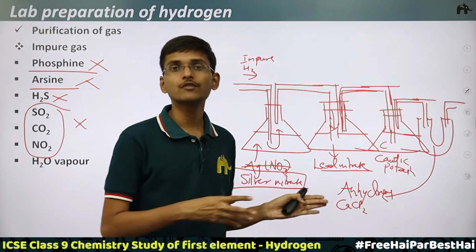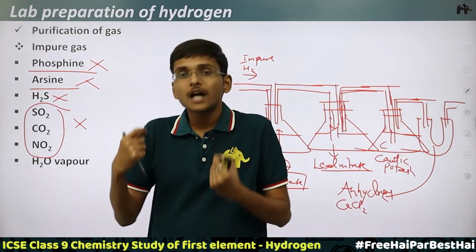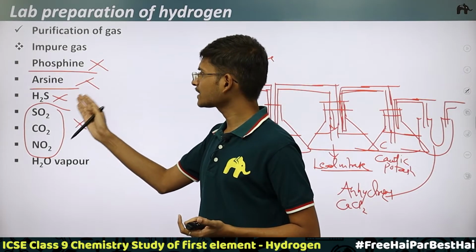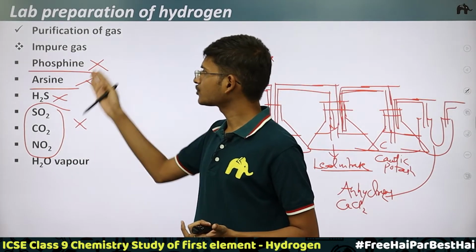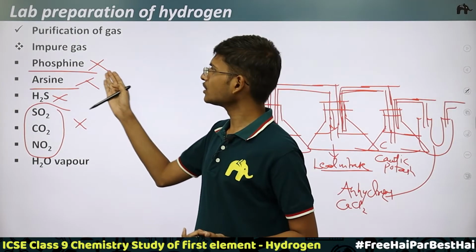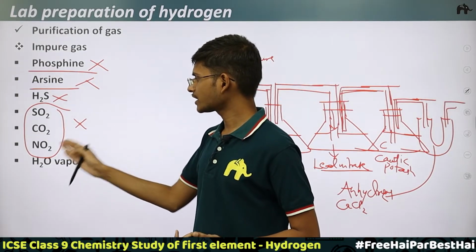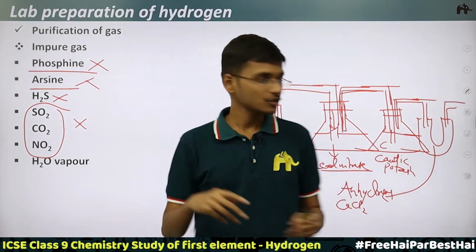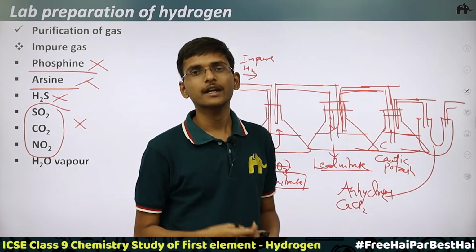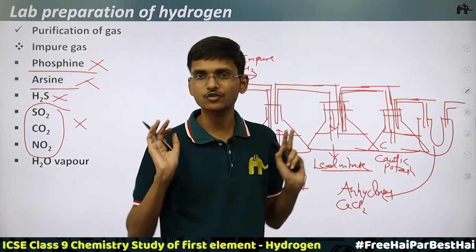So here also calcium chloride would absorb moisture, water vapor, from the hydrogen gas, which is the only impurity now, because all the impurities have been removed. Phosphine, arsine, hydrogen sulfide, sulfur dioxide, carbon dioxide, nitrogen dioxide are removed. Now only water vapor remains. Calcium chloride would absorb the water vapor and make the hydrogen gas free from water vapor. So in other terms, we can say that it dries the hydrogen gas.